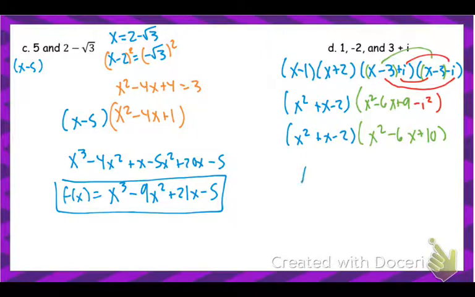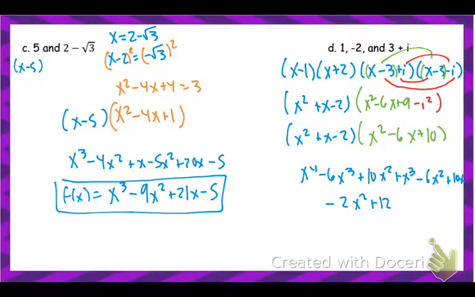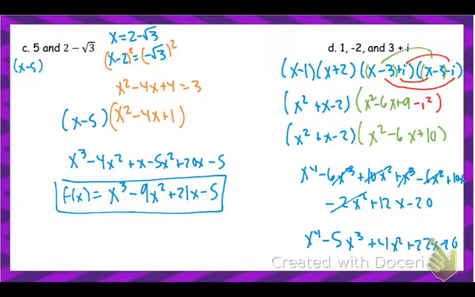And then that would be x to the 4th minus 6x cubed plus 10x squared plus x cubed minus 6x squared plus 10x minus 2x squared plus 12x minus 20. Combine your like terms. So that would be x to the 4th minus 5x cubed. Then I've got plus 4x squared plus 22x minus 20.